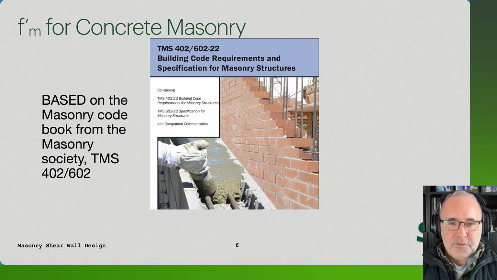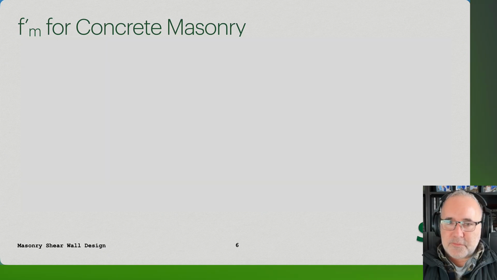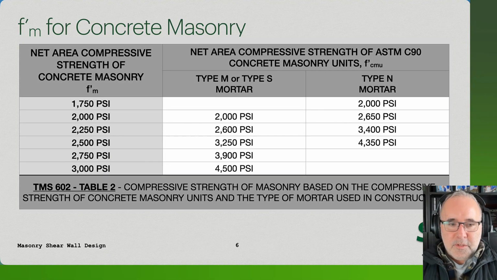For doing that, you certainly can use the code. The code is going to give us some really simple methods for determining the overall strength of masonry. Code has this, which would be called Table 2 in the TMS code, which is going to give us some strengths of masonry based on different types of mortar, different types of block strengths.